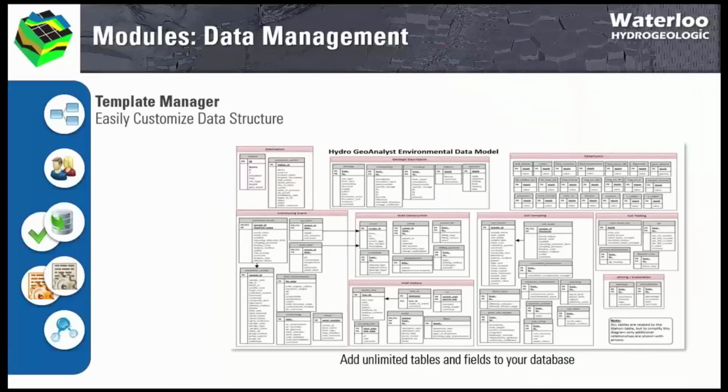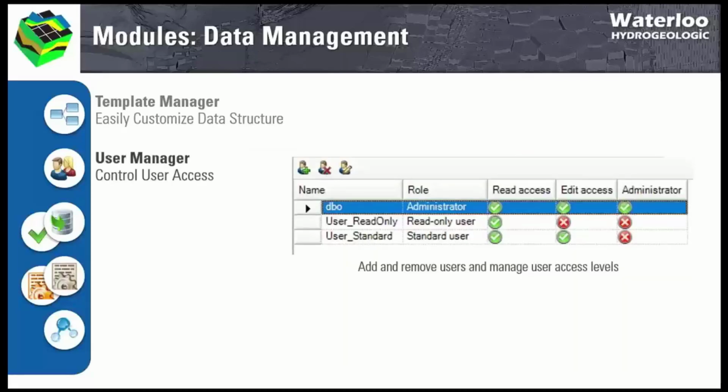So the main modules that comprise HGA include the data management modules, the first of which, and probably the most important of which, is the template manager. It allows you to easily customize your data structure, provided you have access in the SQL database. And you can add unlimited tables and fields to your database and structure them in pretty much any way you want. You can also add lists and requirements on each of those fields. The user manager module allows you to control user access, so you can add different levels of control. These are, for the moment, relatively coarse. For now, you have database owner, a standard user that allows you to edit tables, and then also a read-only user that can browse the data but not really change anything.